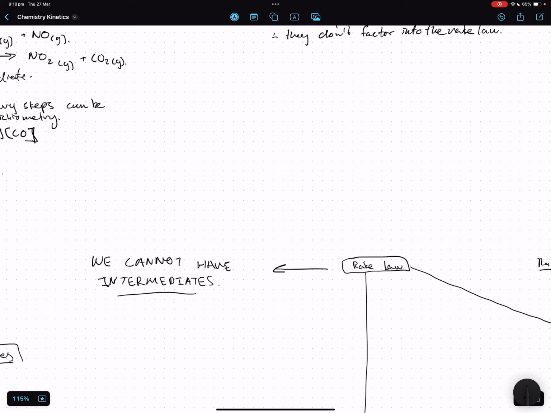We can't have them. Intermediates are unmeasurable. We can't measure unless it's hydroxide and H+, because those molecules are measurable through pH, but we cannot measure intermediates. You can't tell if COH is an intermediate. We can't really tell the concentration of COH in this equation because it gets consumed. So we just know it exists there.